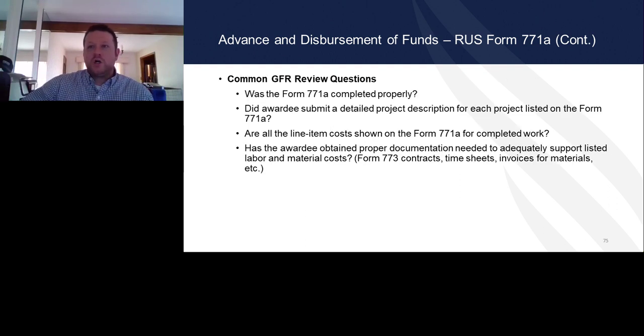Common GFR review questions that we're looking at, and like I said, I've covered these as we've gone along. Was the 771A completed properly? Did you provide a detailed project description? Are all the line item costs shown, and are they for completed work? And has the awardee obtained proper documentation to support the materials and labor and those other things that were needed?